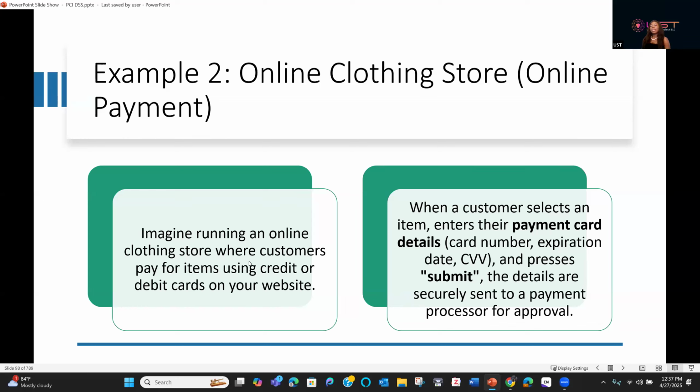And that's why I say, imagine running an online clothing store where customers pay for items using credit or debit cards on your system or your website. When a customer selects an item, enters their payment card details, card number, expiration date, CVV, and presses submit, the details are securely sent to a payment processor for approval.